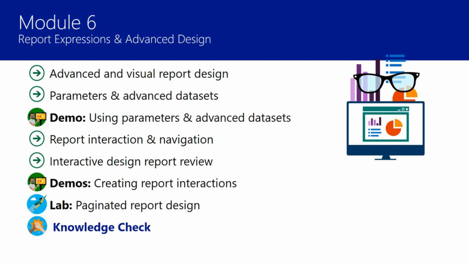I'll introduce report interactions and navigation from one report to another, passing parameters so that we can maintain the filter context based on any parameters selected in a summary report, navigating to a detail report. And then I'll review interactive design options, which include drill down from summary to detail within a single report, or drill through from a summary report to a detail report.